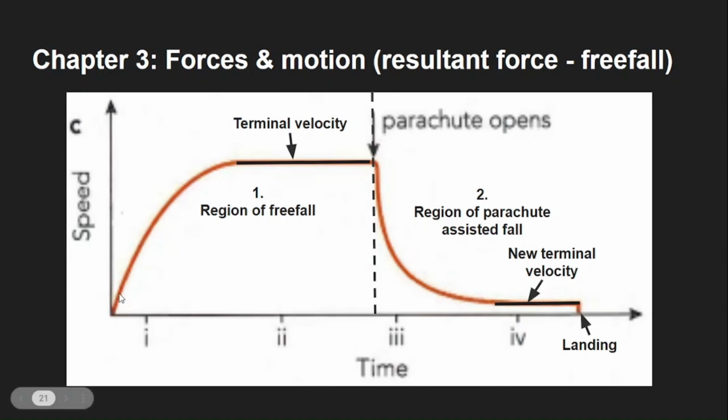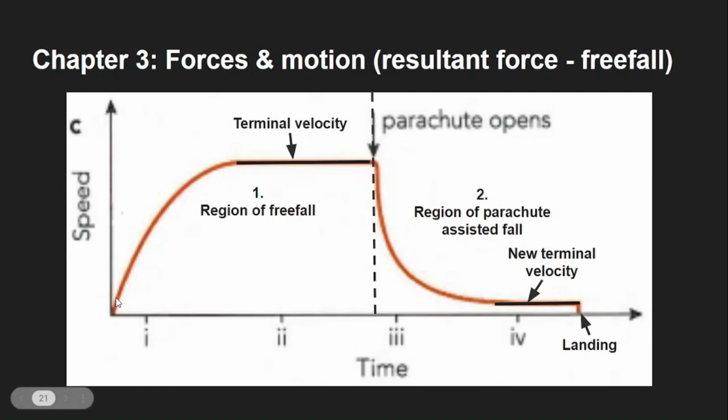So we start off with an initial phase of a constant acceleration, and then after that, the rate of acceleration slows down because air resistance is getting stronger and stronger till eventually air resistance balances the force of gravity.